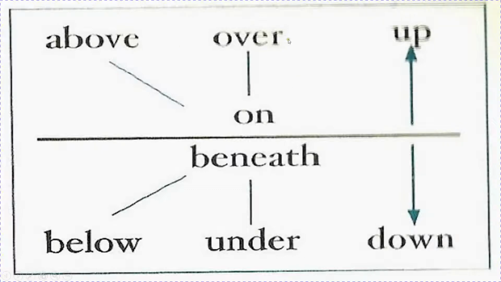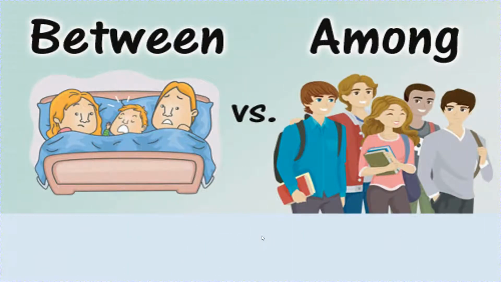Like above, over, up, and on, they all are showing something which is on a higher level, on a higher surface. In the same way, beneath, below, under, and down, they are showing something which is on a lower surface.